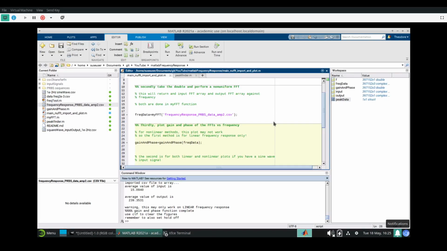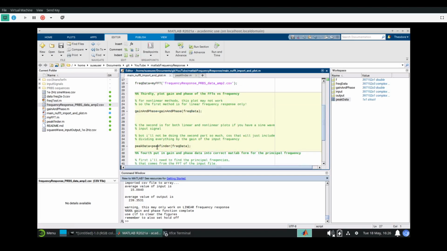So I'm going to be talking about MATLAB today and run you through at least one full cycle of turning some time response input and output data into a sort of frequency response based transfer function. I think in the last few videos I've explained how some of these scripts work, like the fast Fourier transform, the gain and phase bits.